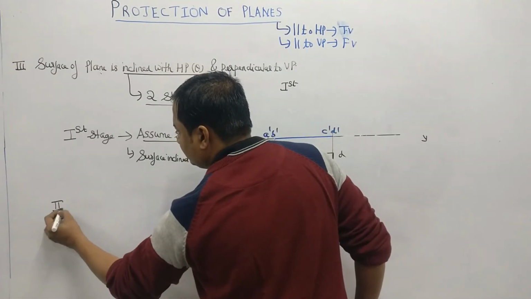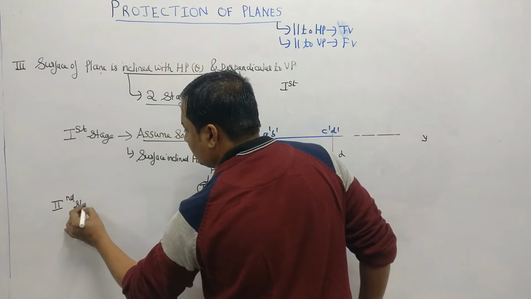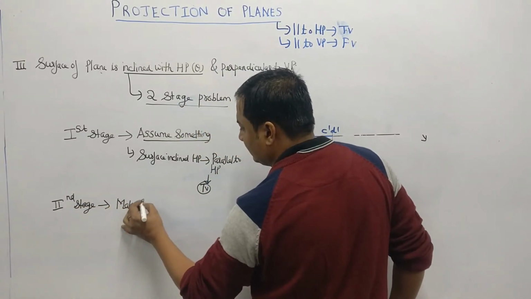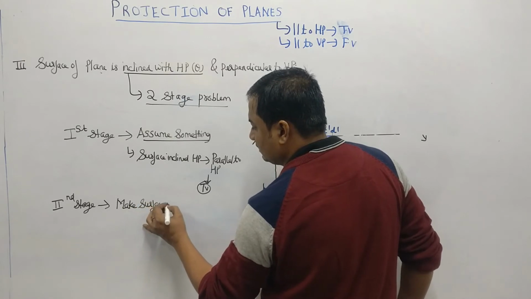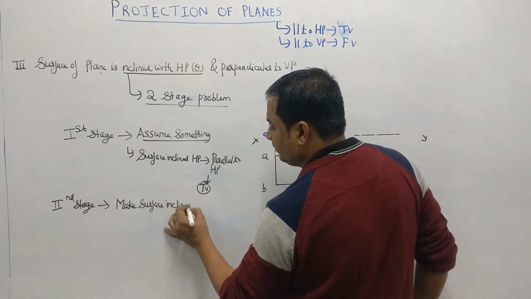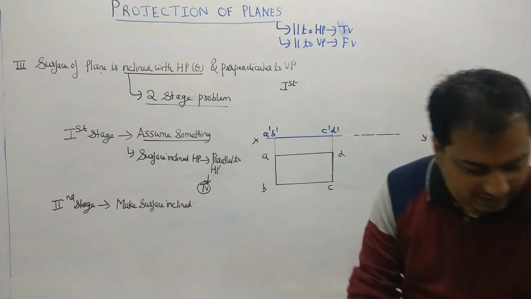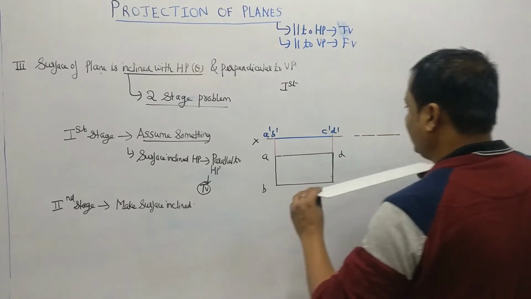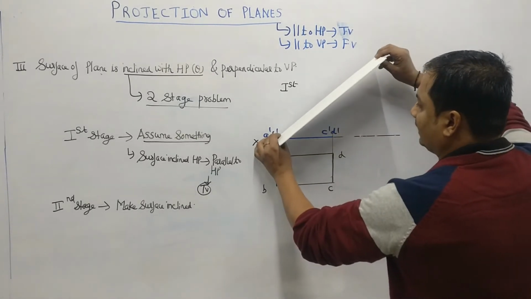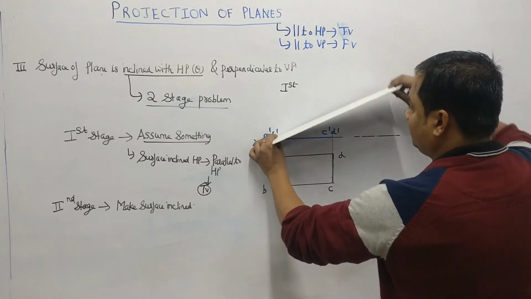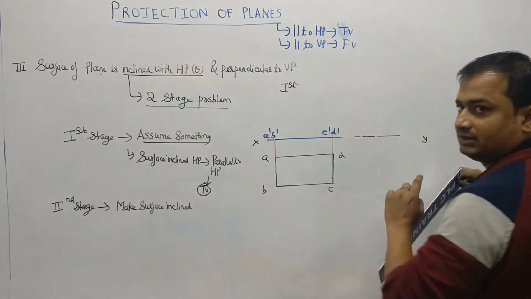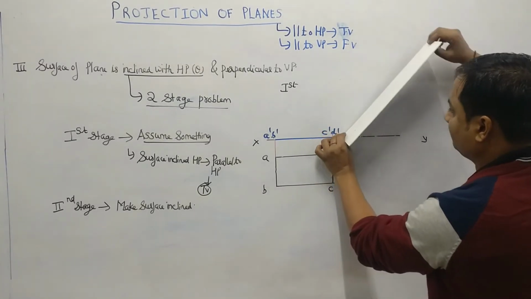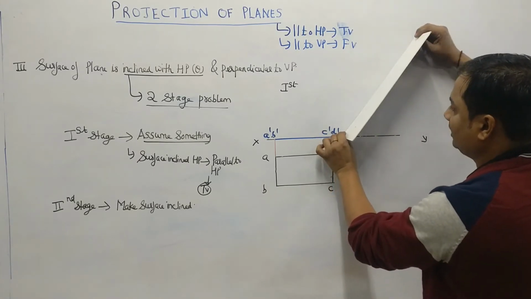So now coming to the second stage, where the problem is going to be solved. Now make the surface inclined. So this is the second stage where the problem is going to be solved. Now I will be making the surface inclined. I have made it parallel and drawn this first stage. Now I will be moving to the right. Now I will be going in reverse. Now I will be making it inclined with an angle of theta.